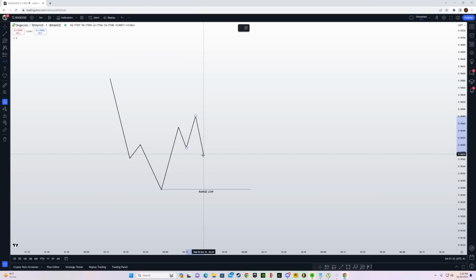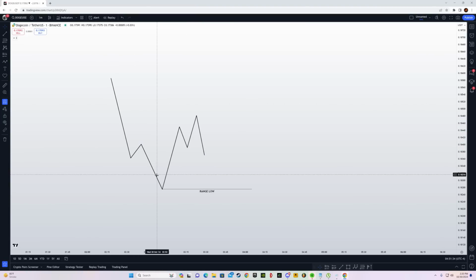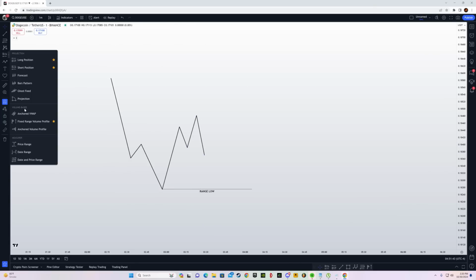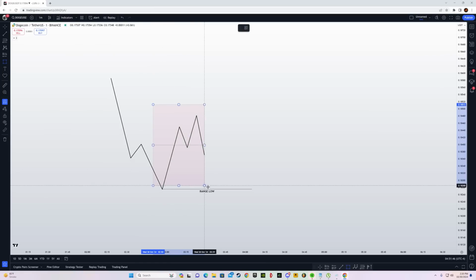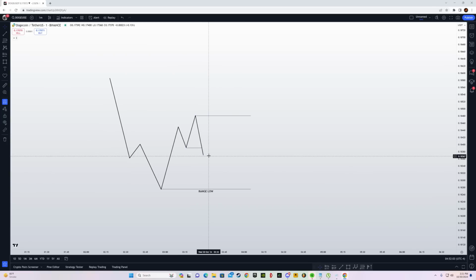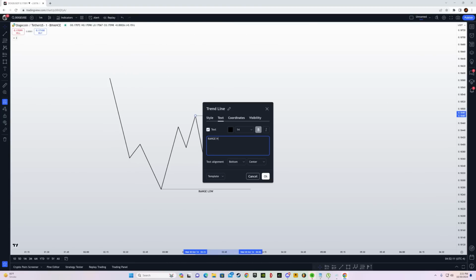We want to see a market structure shift. Okay, so we had a low that formed here, and then we had a pullback, and then we had a market structure shift within this pullback move, right? So you see this, right? We have a higher high, higher low, higher high, and then a market structure shift. So now, when we get a market structure shift, this high becomes our range high. Why? Because this high caused a market structure shift to the downside. All right. So now we have a range low, and now we have a range high.